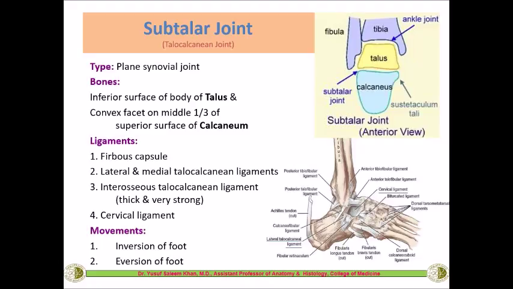Why is this joint so important? Because there are two important movements which take place in this joint: inversion of the foot and eversion of the foot. These are the two important movements which take place at the subtalar joint, inversion and eversion. If you remember, at the ankle joint we have plantar flexion and dorsiflexion, and in case of the subtalar joint we have inversion and eversion of the foot. So there are different movements at these two joints, ankle joint and subtalar joint, even though they are very close to each other. So this is all about the hip joint, the knee joint, then the ankle joint, as well as the subtalar joint.